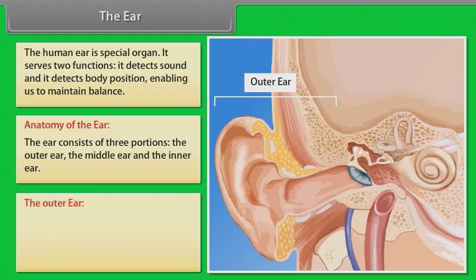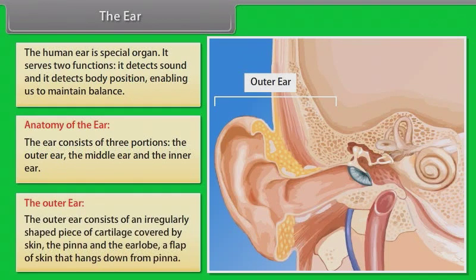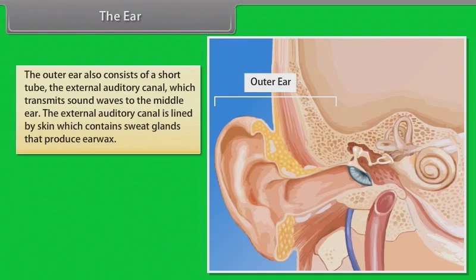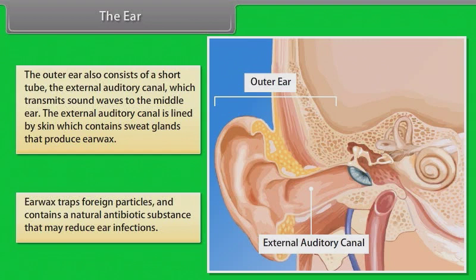The outer ear. The outer ear consists of an irregularly shaped piece of cartilage covered by skin, the pinna, and the earlobe, a flap of skin that hangs down from the pinna. The outer ear also consists of a short tube, the external auditory canal, which transmits sound waves to the middle ear. The external auditory canal is lined by skin, which contains sweat glands that produce earwax. Earwax traps foreign particles and contains a natural antibiotic substance that may reduce ear infections.